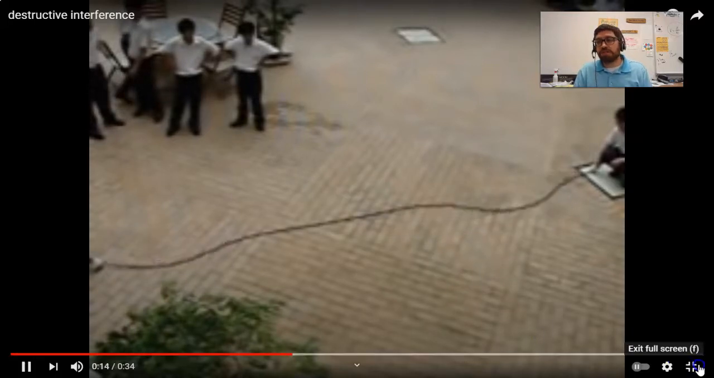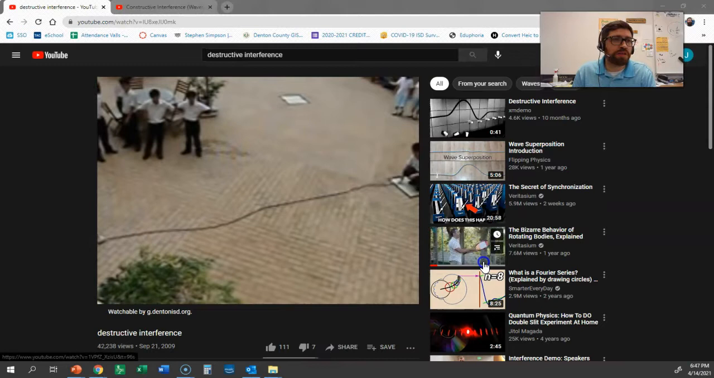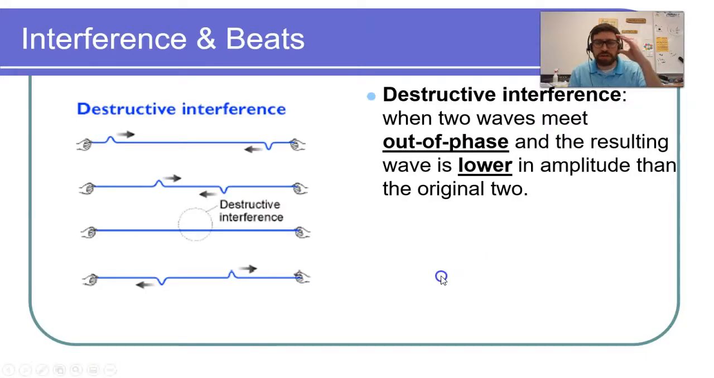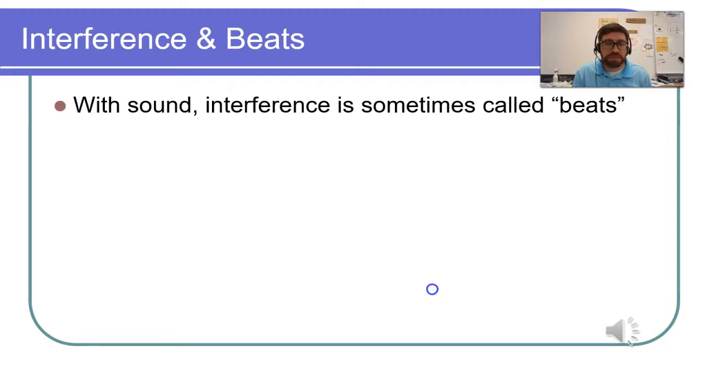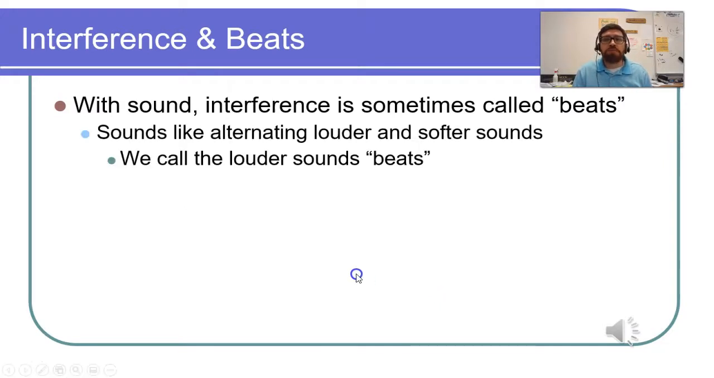We get destructive interference. Again, this is interference with what looks like a spring or a slinky or some sort of rope or bungee cord, but it happens with all waves, including sound. And with sound, what we get is called beats. And those beats are periods of alternating louder or softer sounds. And those alternating louder and softer sounds sound like this. So we call those louder sounds beats.